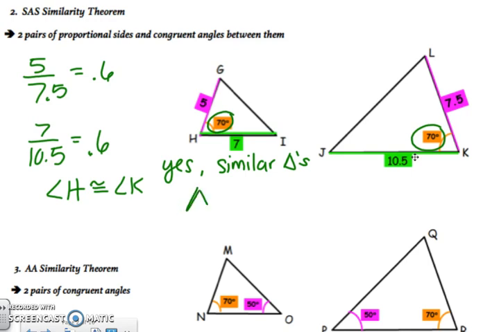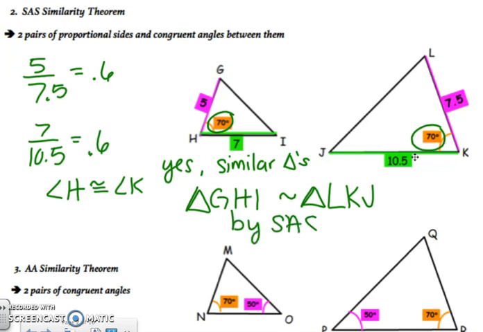So let me write my similarity statement now. Okay, so let's go GHI. And then I would start with LKJ. And then the reason for that, it's true by side angle side. Okay, so as long as you prove your math to the side, that's enough justification for me.